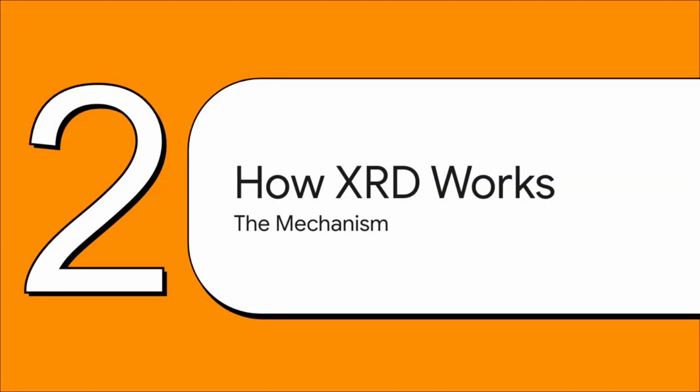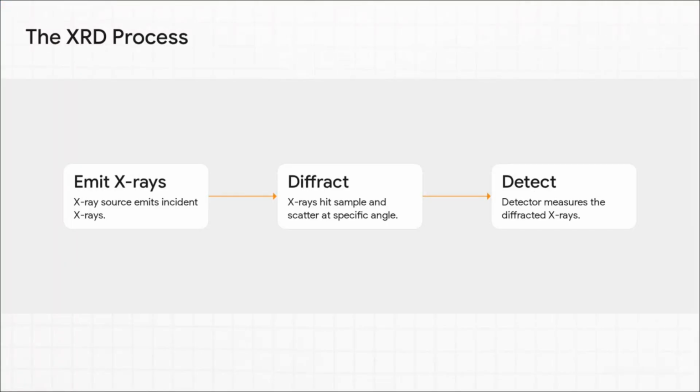Moving on to Section 2, how XRD actually works. The whole process is actually incredibly elegant when you break down the logic. It happens in three basic steps. Step 1. An X-ray source fires a beam of incident X-rays directly at our material. Simple enough. Step 2. Those X-rays hit the sample.